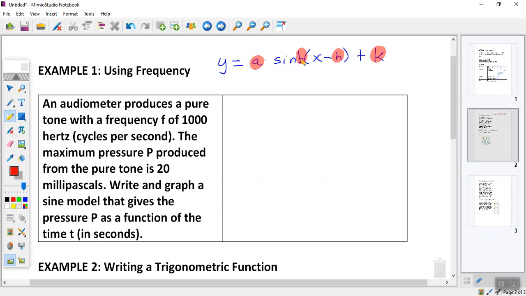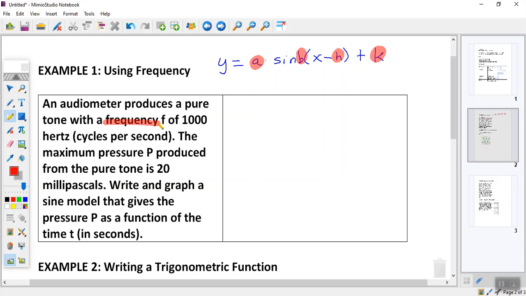An audiometer produces a pure tone with a frequency of 1,000 hertz. Which is 1,000 cycles per second. Okay, there's that word right here again, kids. What is that word? Frequency. Frequency of F, 1,000 hertz. Okay? Says the maximum pressure produced from the pure tone is 20 milli. Means the highest it goes is what?